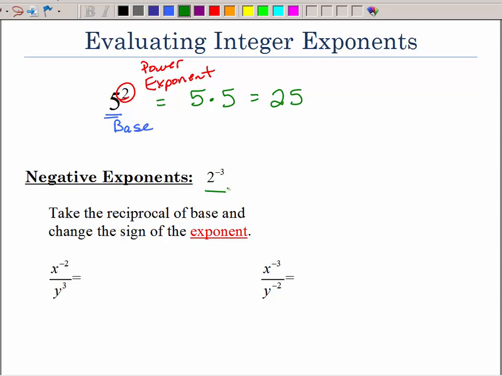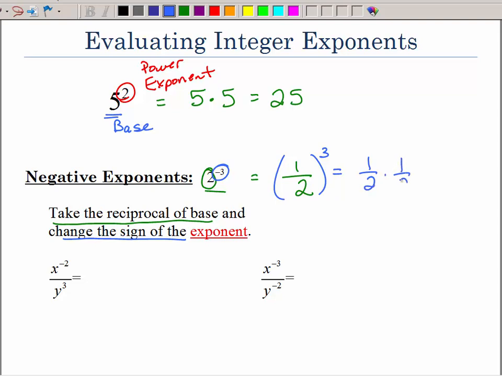It does not mean negative 2 times negative 2 times negative 2. No, no, no. In order to evaluate negative exponents, you have to make them positive. So how do you do that? You want to take the reciprocal of the base. So if the base is 2, the reciprocal would be 1/2. And you then change the sign of the exponent. So since it was negative 3, now it's positive 3. So 2 to the negative 3 means 1/2 times 1/2 times 1/2, which is 1/8.